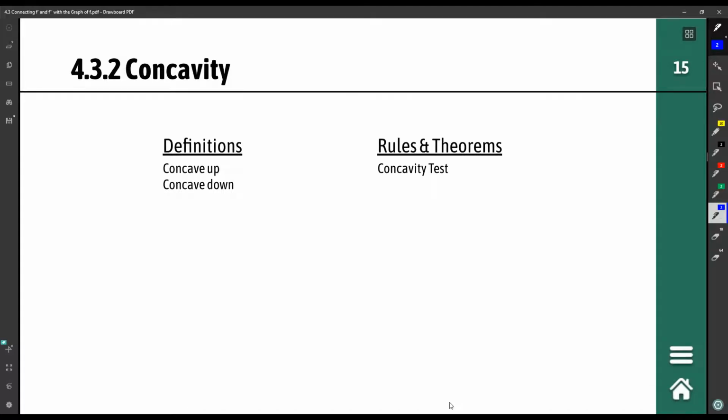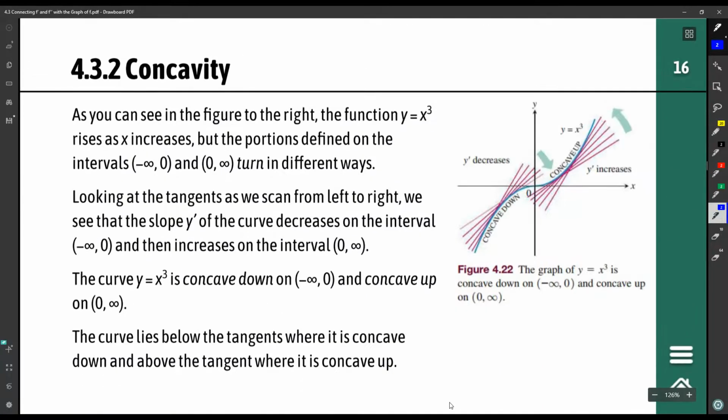Next, let's talk about another characteristic of graphs called concavity. There will be two definitions here, concave up and concave down, and a rule to test to determine when a graph is concave up and when it's concave down. So here's a description. Take a look at the graph in the picture on the right.